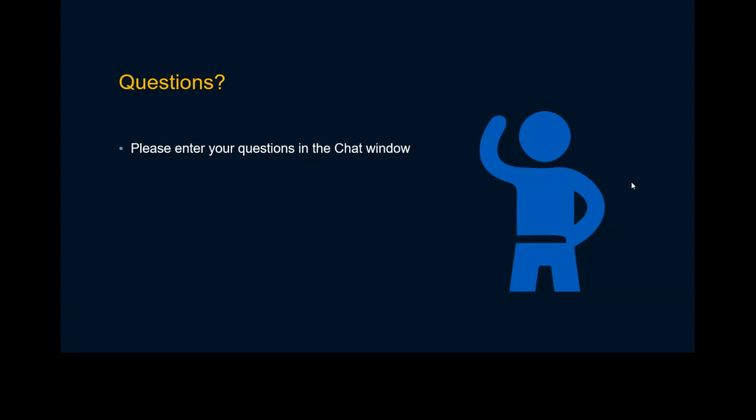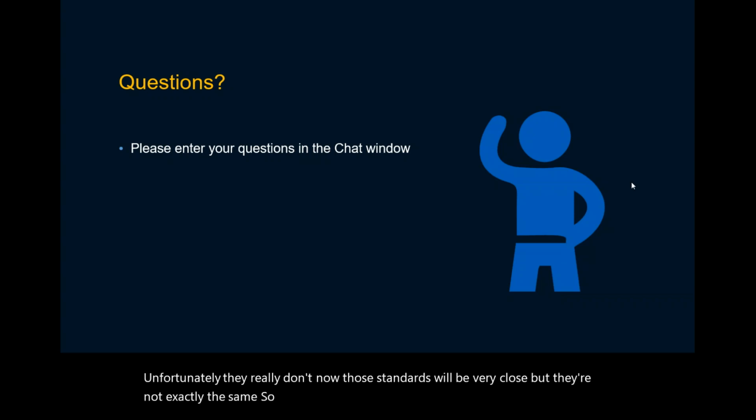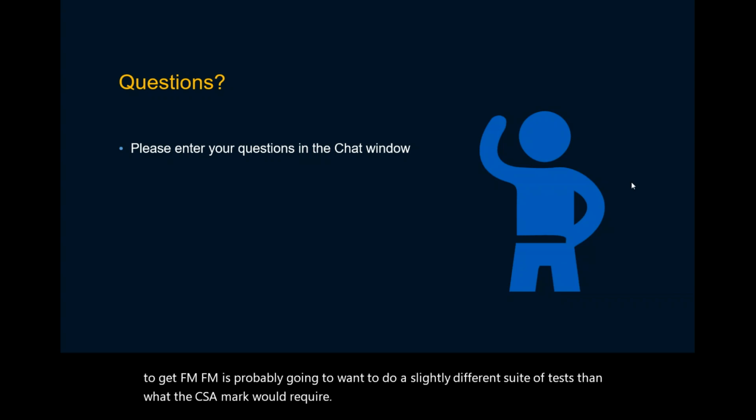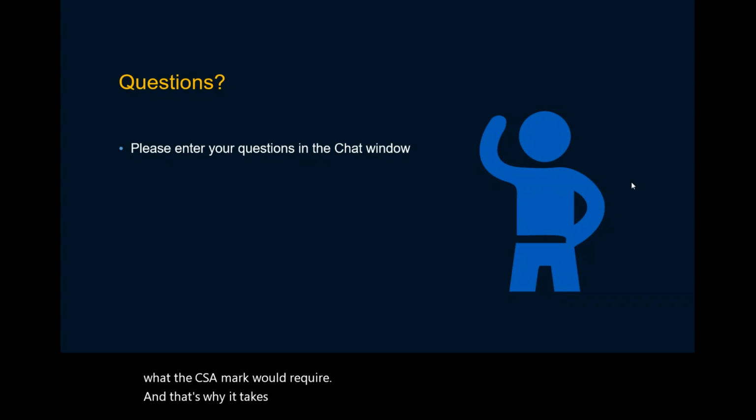Unfortunately, they really don't. Those standards will be very close, but they are not exactly the same. So for the manufacturer of that product that has CSA to get FM, FM's probably going to want to do a slightly different suite of tests than what the CSA mark would require. And that's why it takes manufacturers time and money to be able to put multiple marks on their products.